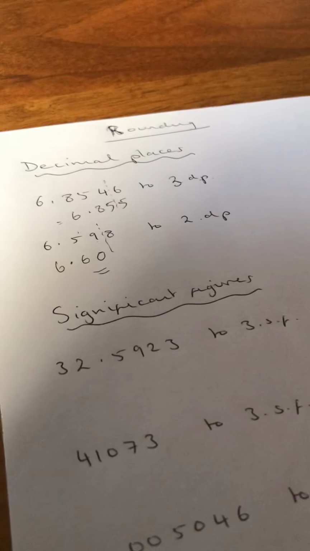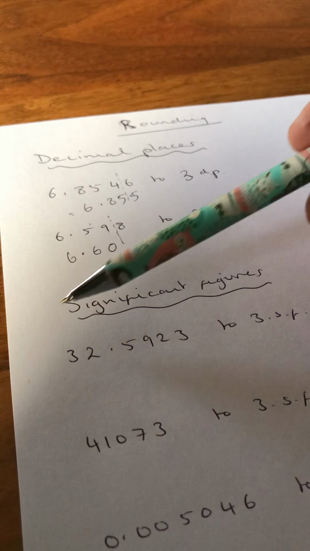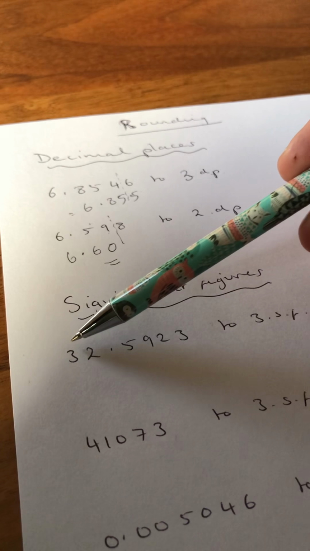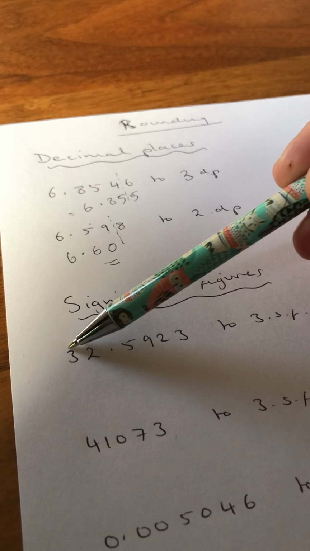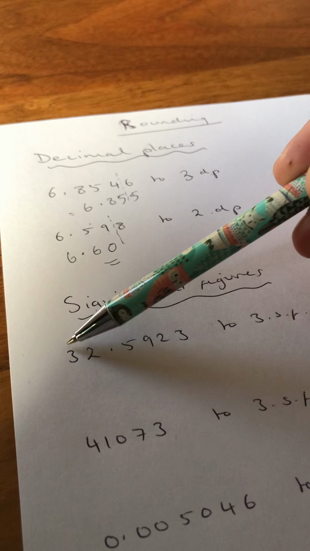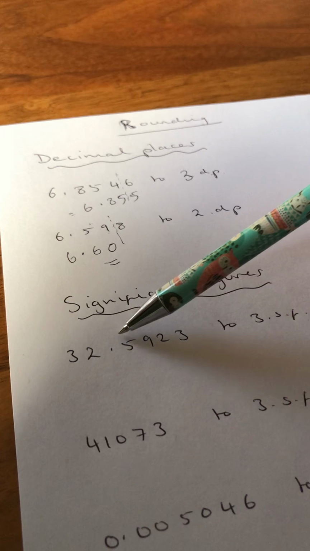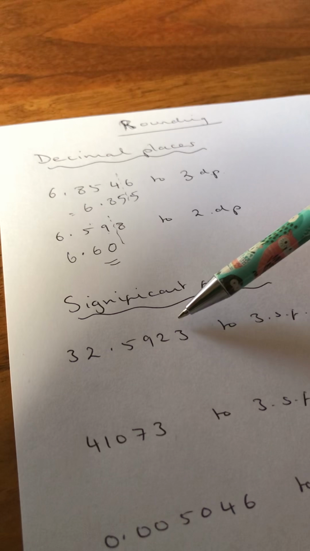Okay, significant figures. Remember, we fly in from the left. The first non-zero number I hit will be the first significant figure. So that 3 is the first significant figure, then second, third, fourth, fifth and sixth, and so on.